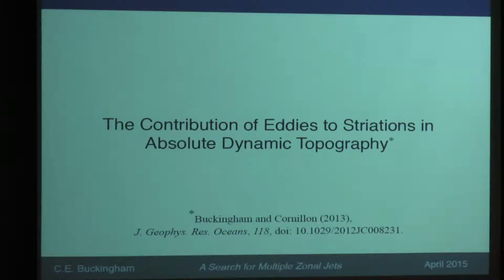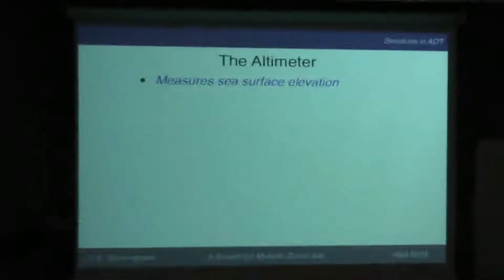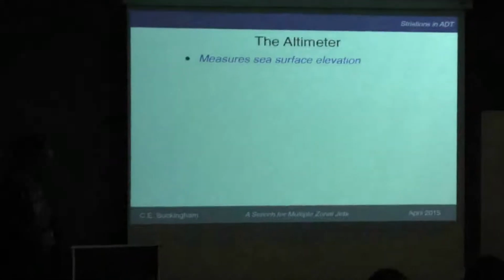So the contribution of eddies to striations in absolute dynamic topography, you can download it if you want, but I'm basically going to give you an overview of it. So what is the altimeter? I'm not assuming that you guys are dumb or anything. I'm assuming you know a lot of things, but just for clarity, I'm going to go through all this stuff. So don't feel like I'm belittling you or something.